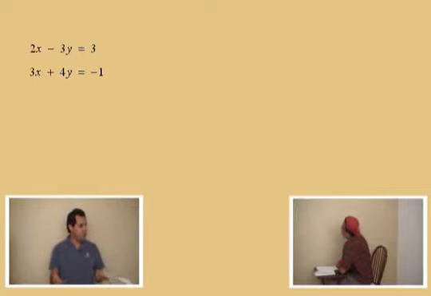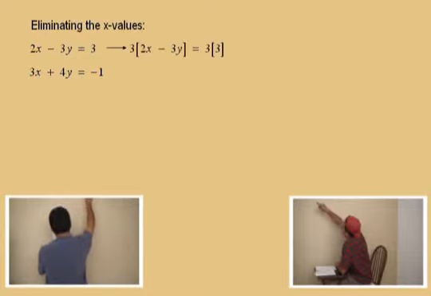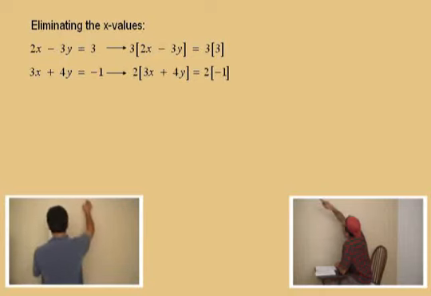What's the lowest common denominator, Charlie? 6. It's a 6 because both those numbers divide evenly into 6. So we're looking for a number to multiply the top equation by and a different number to multiply the bottom one by to make the x's the same. If we multiply the top equation by 3, 3 times 2 is 6, okay? And if you multiply the bottom equation by 2, 2 times 3 is 6.